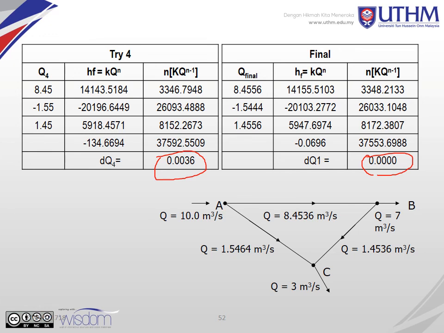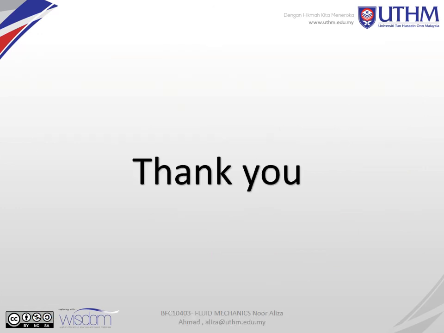From loop 1, loop 2, loop 3 or loop 4, continue until the small q correction has a final value of 0.000 something. Then you can stop. That's how to calculate your project group's problem. Okay, that's all. Thank you.